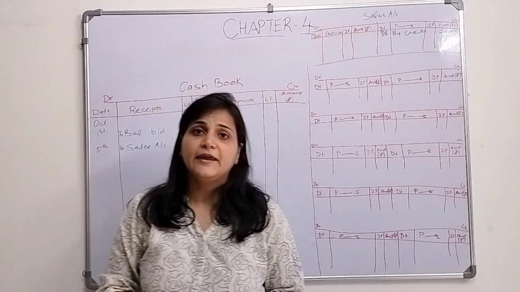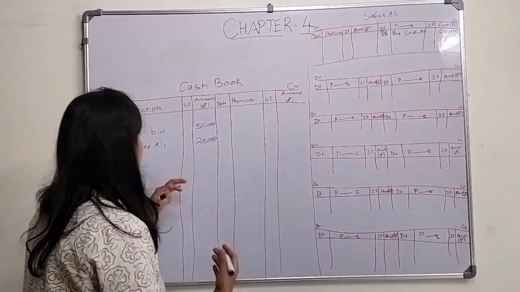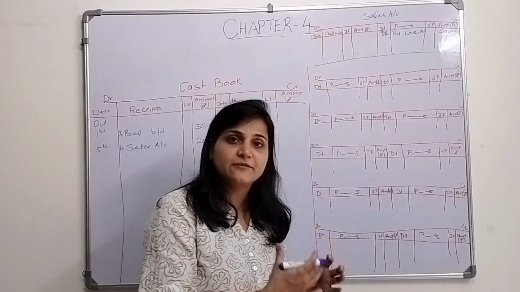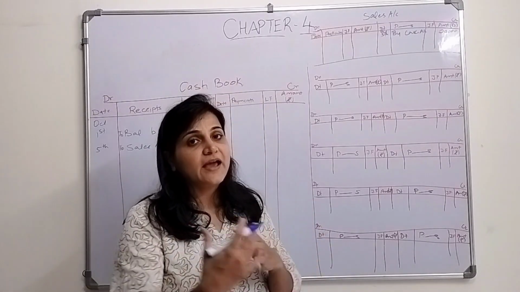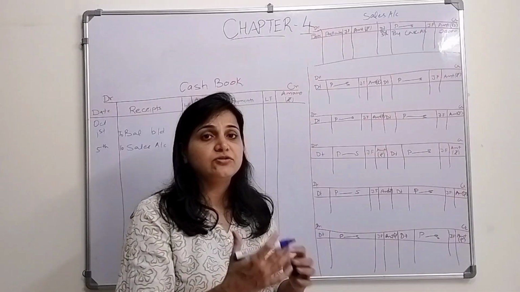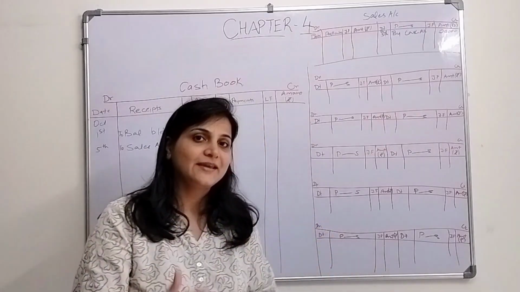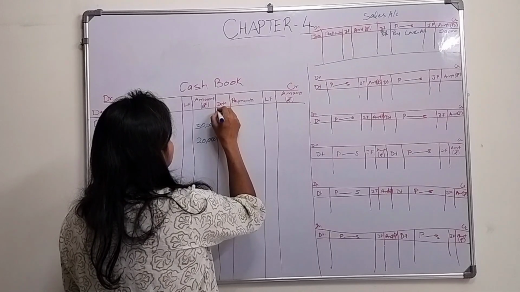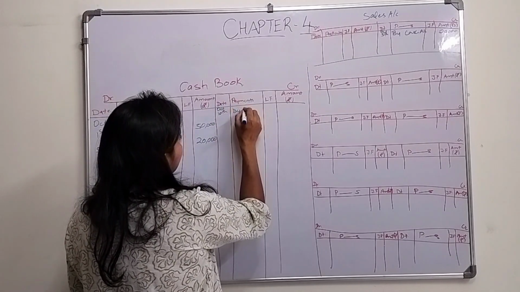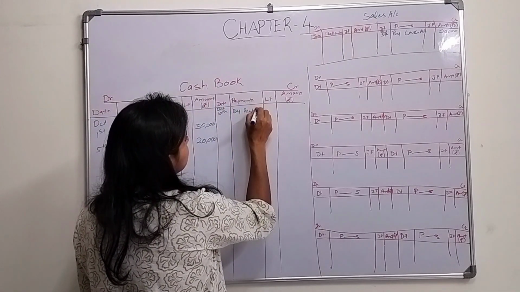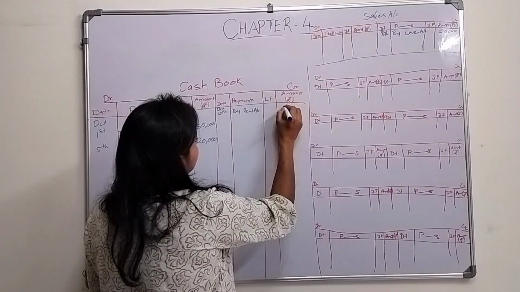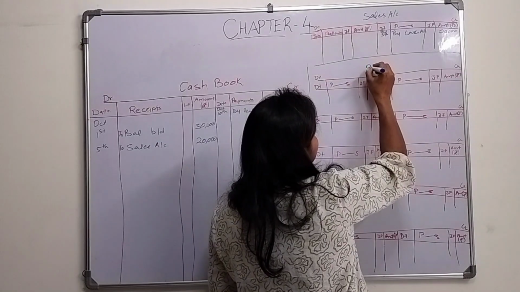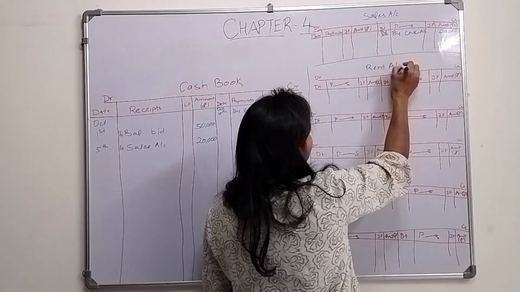Now I paid rent. Payment of rent. Rent is an expense. Debit all expenses and losses, and we are giving cash. Cash is going out, so rent account debit to cash account. On 10th of October, I paid the rent. So by rent account, rent I paid, let's say 10,000. Now here I will prepare ledger account of rent.